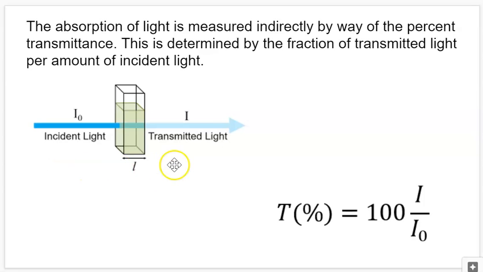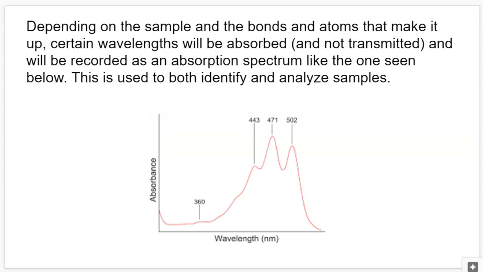What that means is how much of the light gets through: the fraction of light that is transmitted over the light that was shone through in the first place, multiplied by 100 to turn it into a percent. At the end of a spectroscopy experiment, you usually end up with a spectrum, which is a relationship between the absorbances of different wavelengths. You're going to see peaks that correspond to wavelengths that were absorbed by that substance.